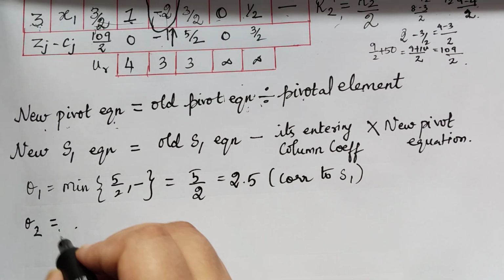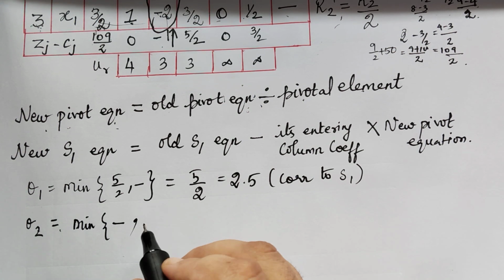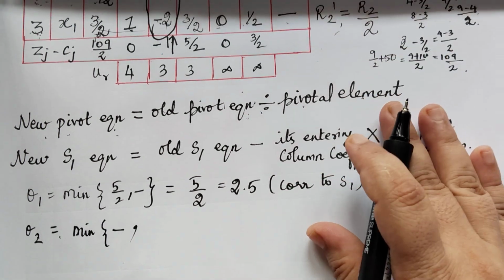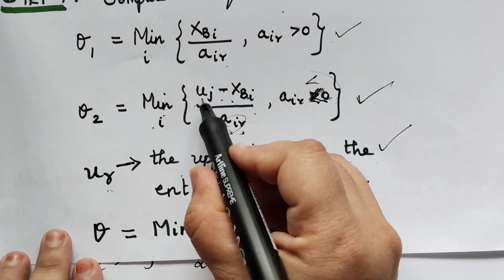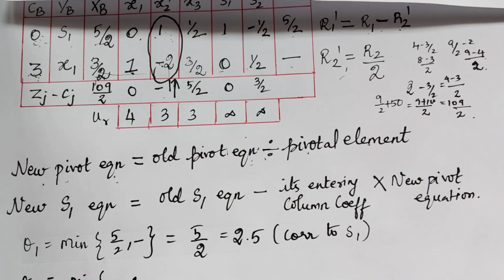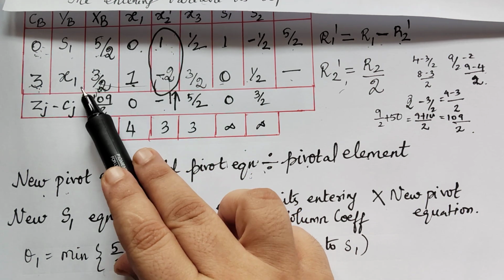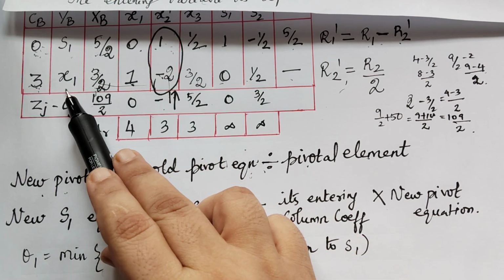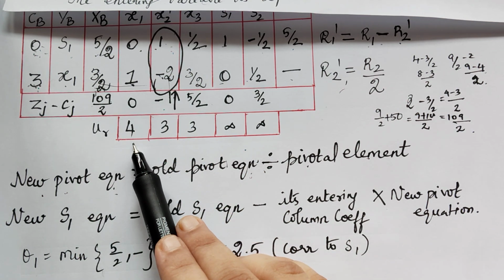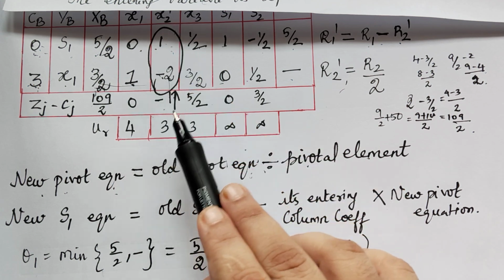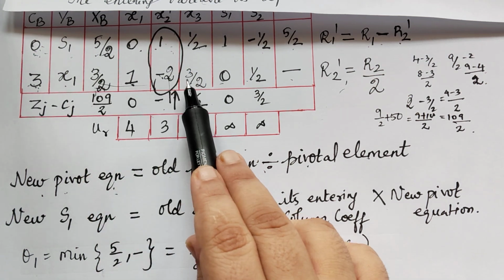So let us find that. Theta 2 is equal to minimum of, the first value was a positive value, so we should not do it for that value. We should do it only for the negative value. And uj is the upper bound for that negative value. Now the negative value is corresponding to what element? It is corresponding to x1. So we should see the upper bound for that x1. Remember, not for the entering column. We should not see the upper bound of the entering column.